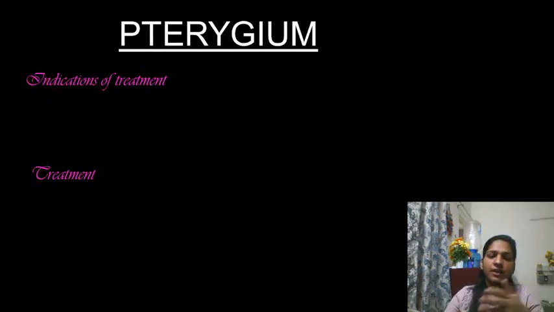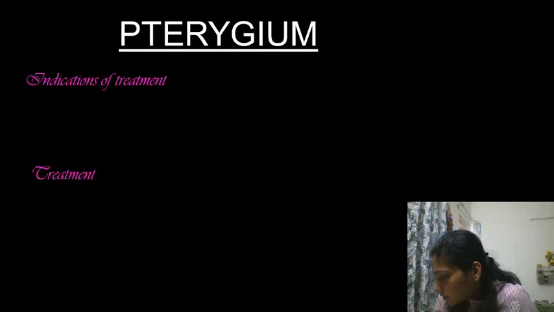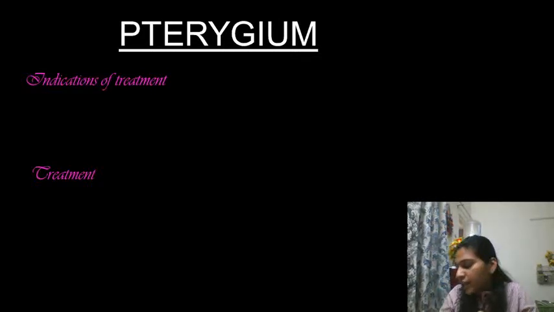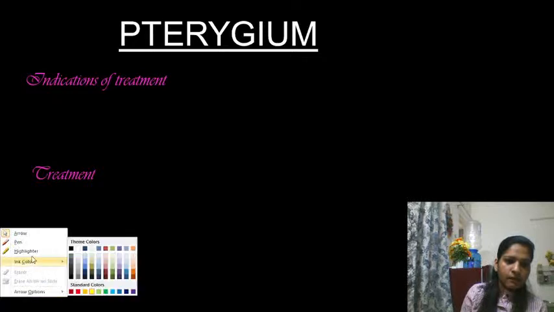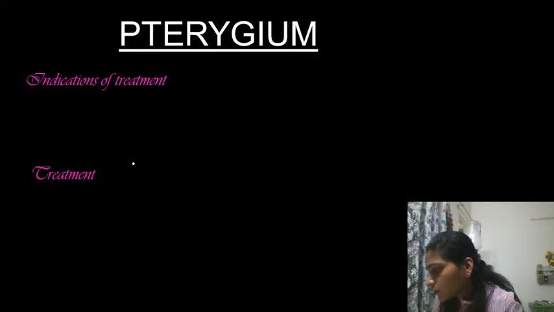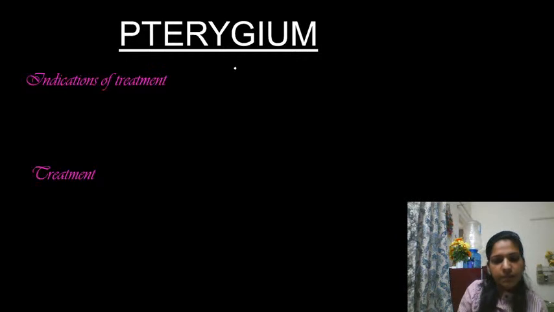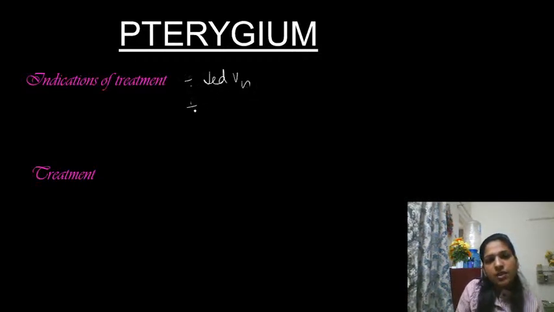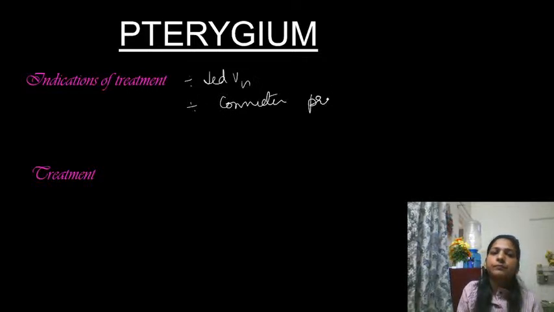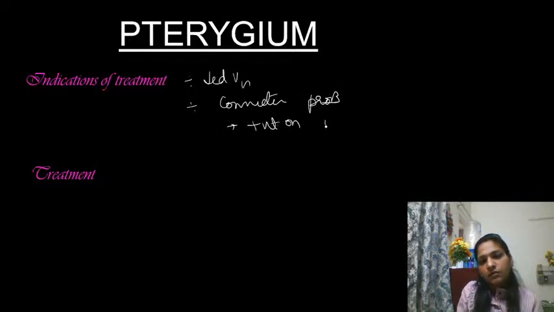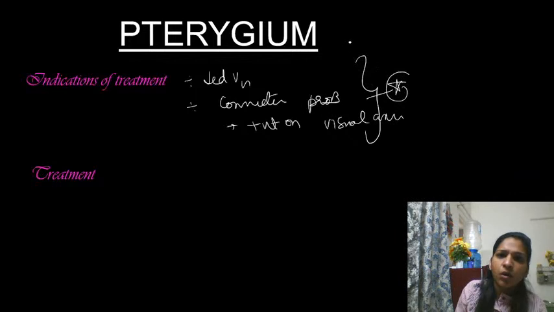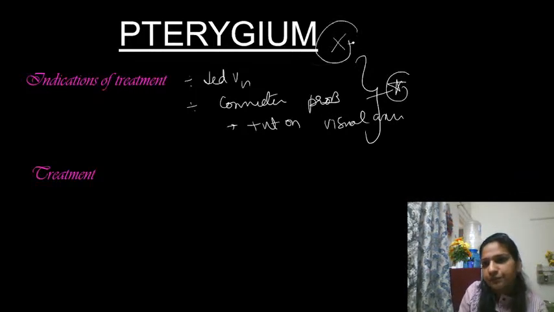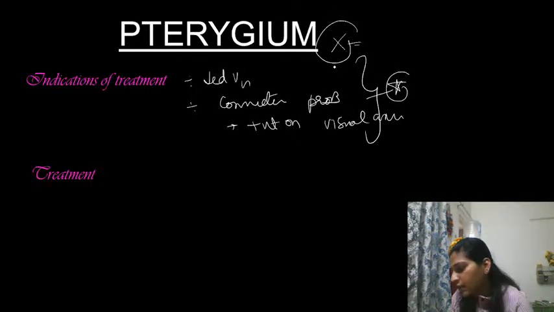Now pterygium can vary in size, it can be a small pterygium or a large pterygium, but there are some indications for treatment. Please tell me the indications of treatment for pterygium. If it is decreased vision, cosmetic problem, or present on the visual axis. If the patient is having these problems, only then will we think of treating the pterygium. If the pterygium is very small, not causing any problem to the patient, we will generally not treat it. Yes, Adyut and Krish, you are right.